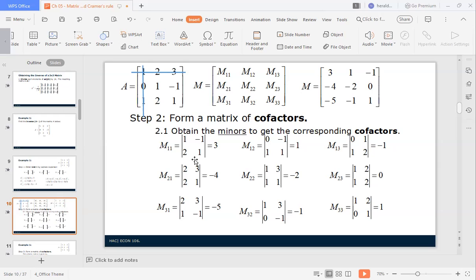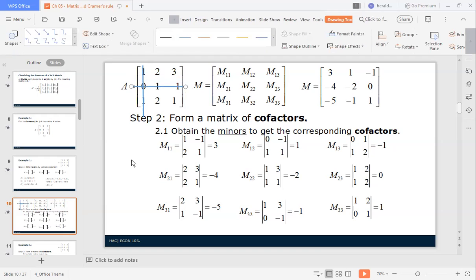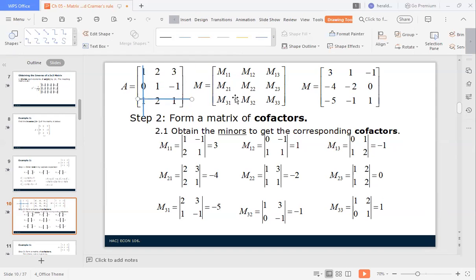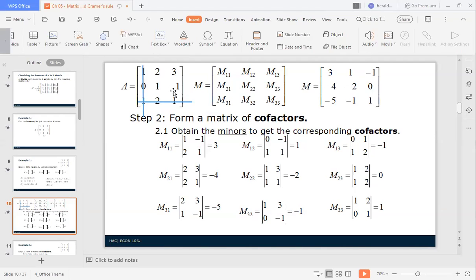2, and 1. Let's also do M21, or minor 21. So minor 21 is this part here. Just do it like this. And you'll end up with 2, 3, 2, and 1. You also get M31. So M31 is this part right here. So that would be 2, 3, 1, and negative 1. Okay, you do the same for the rest, class.